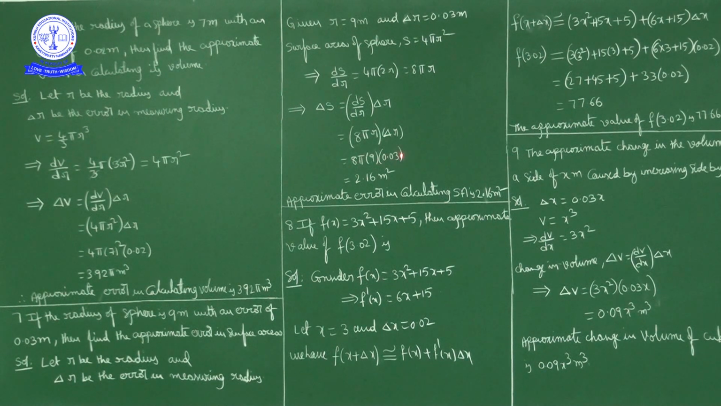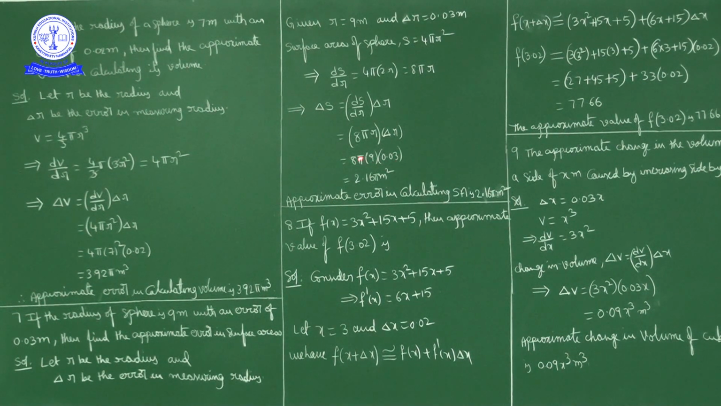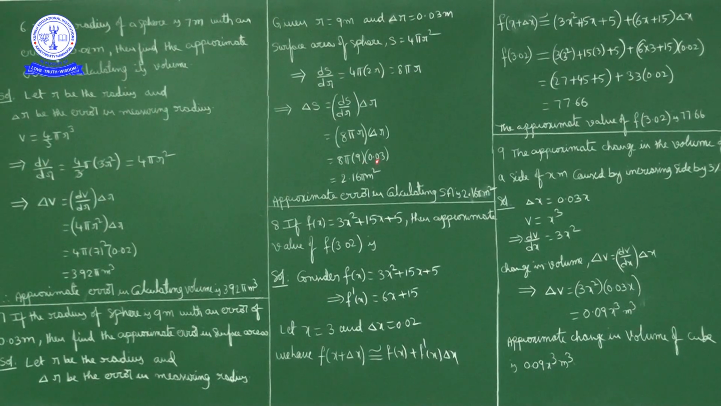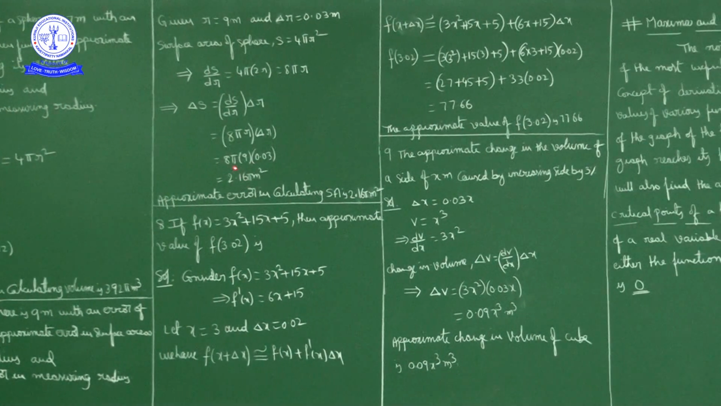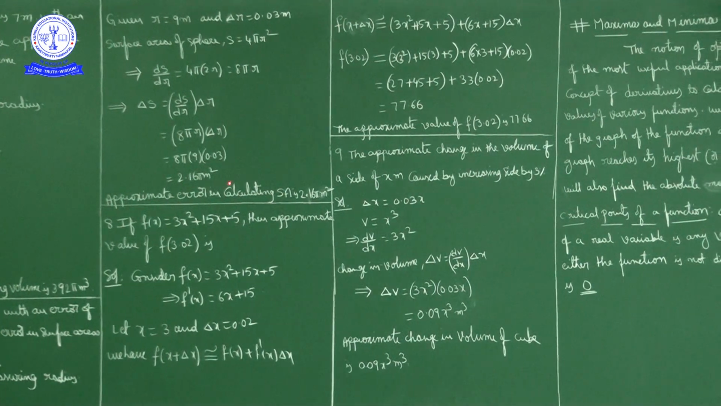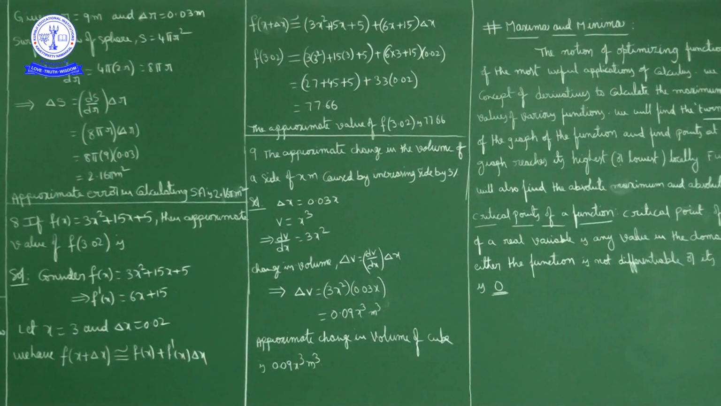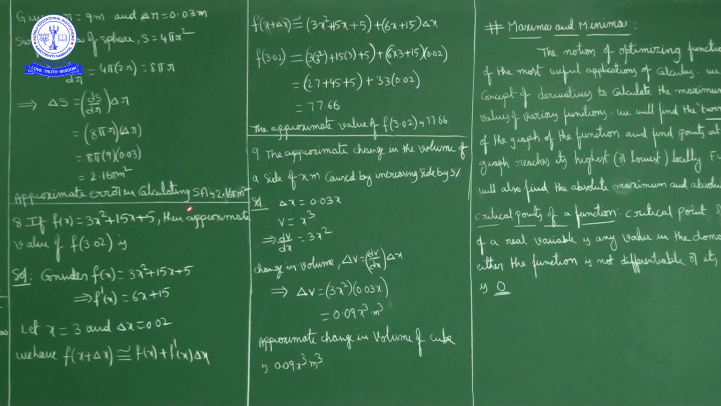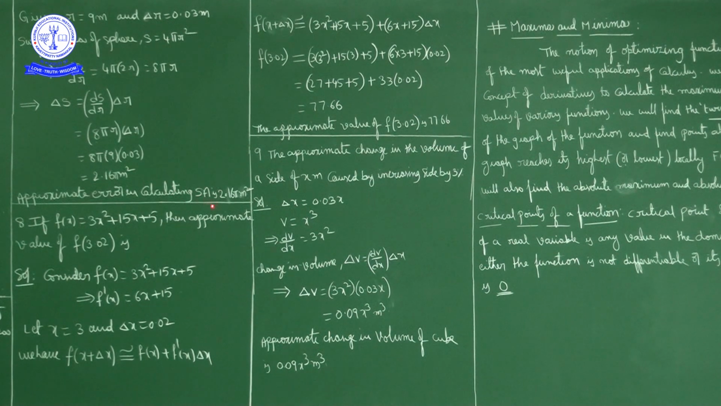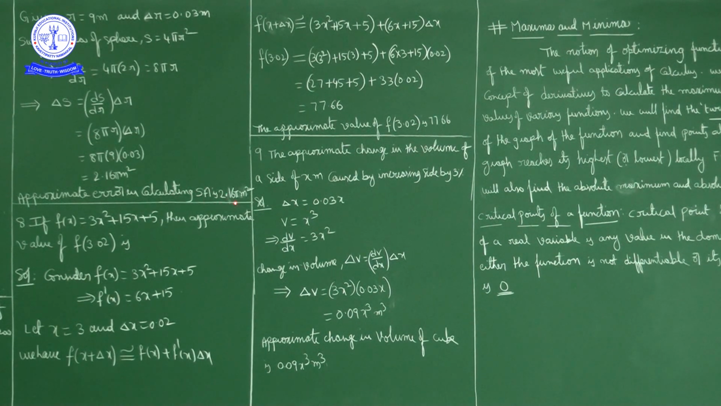72 into 0.03 is 2.16. So we have 8 pi into 9 into 0.03, which is 72 pi into 0.03. 72 into 0.03 is 2.16, so 2.16 pi square meters. So the approximate error in calculating surface area, SA meaning surface area, is 2.16 pi square meters.